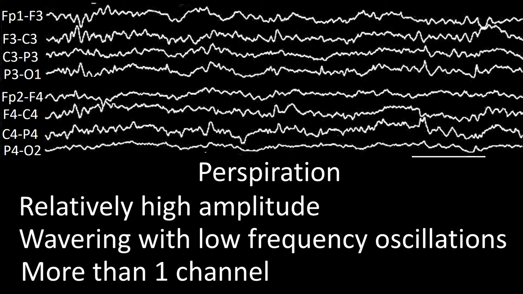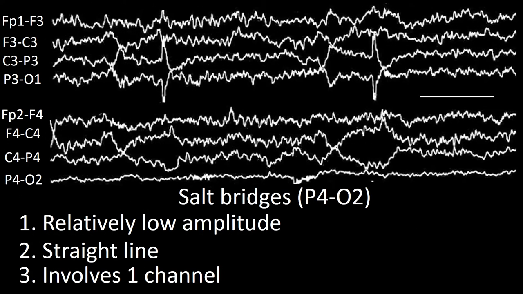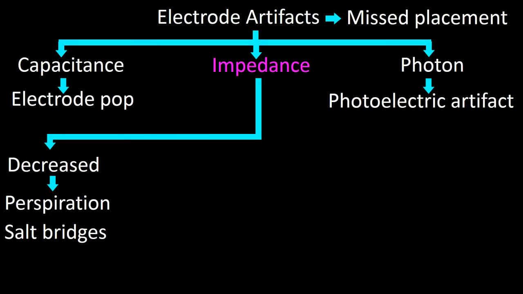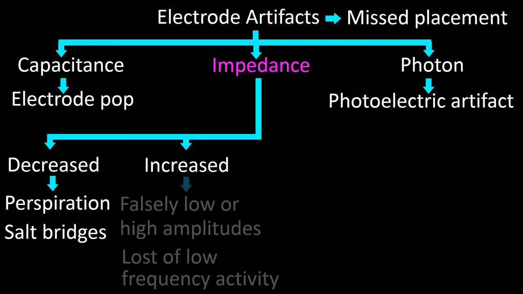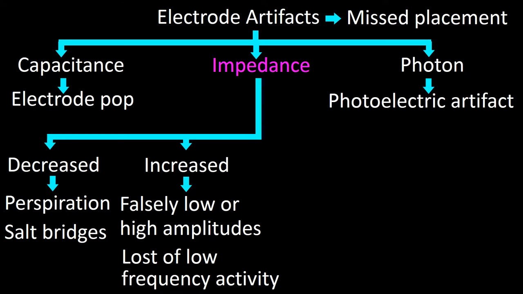As you can recall, perspiration tends to produce artifacts with high amplitude, low frequency, and involving more than one channel, whereas salt breaches produce low amplitude artifacts, almost straight line artifact, and usually involve one channel. Another problem related to impedance is increasing impedance. Increasing impedance produces faulty low or high amplitude and loss of low frequency activity. Increasing impedance also makes electrodes more vulnerable to photoelectric artifacts.